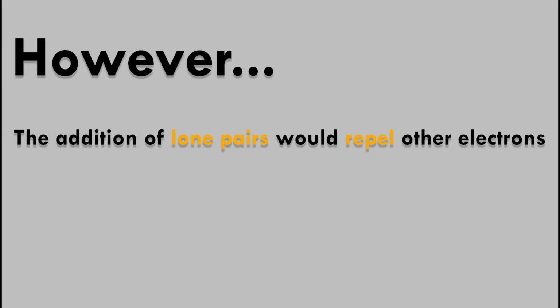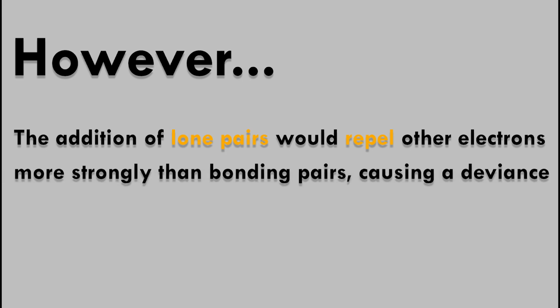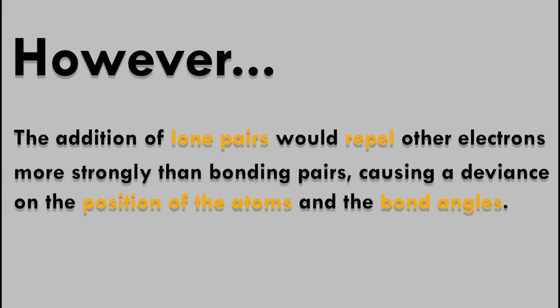However, the VSEPR theory also states lone pairs have effects on these molecules, creating greater repulsion forces on other electrons and usually ruining these ideal shapes. And thanks to these lone pairs, we are introduced to a new set of shapes, aka the molecular geometry.